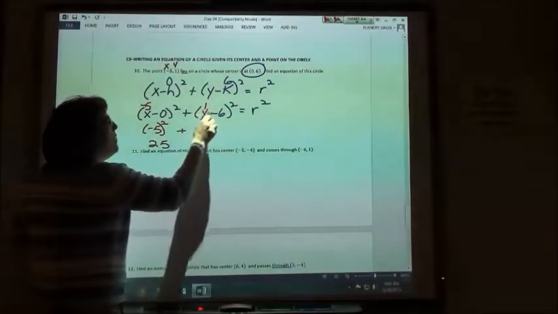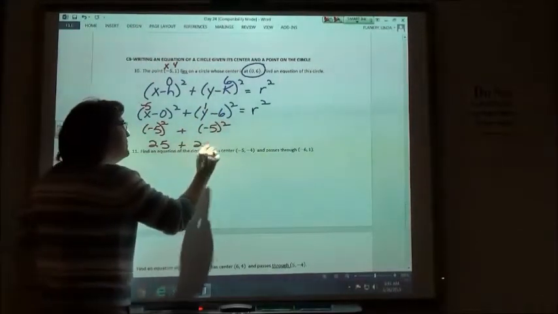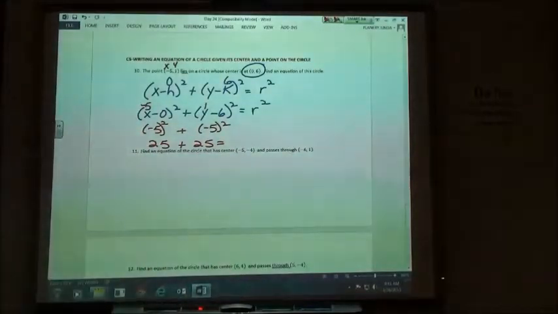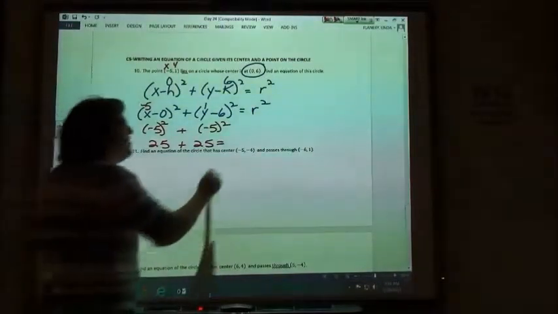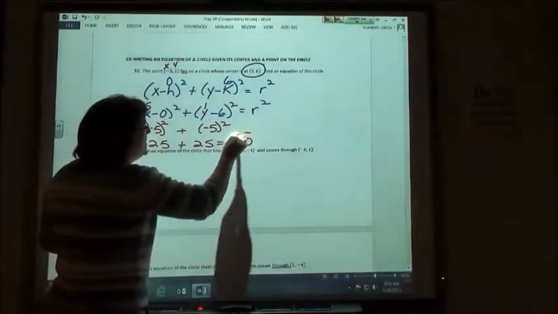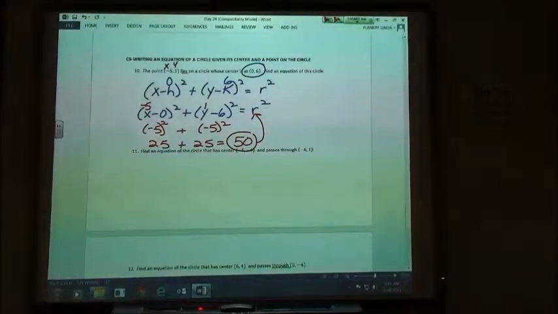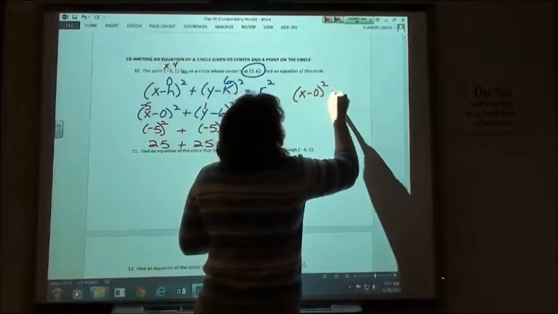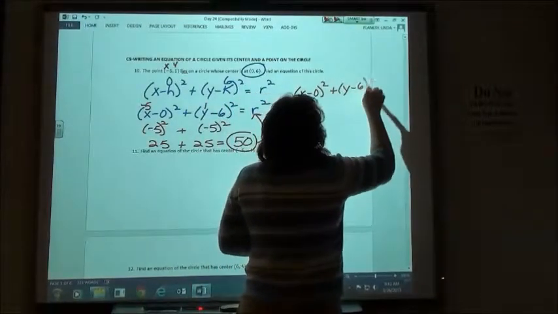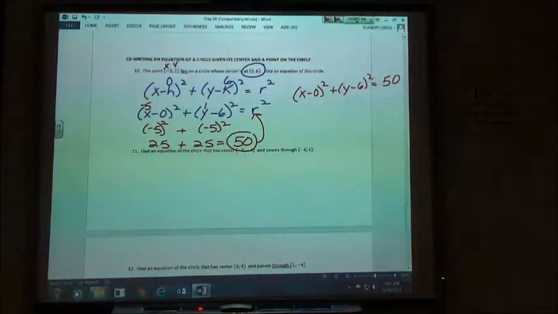Plus, over here, 1 minus 6 is negative 5. And if I square a negative 5, on this one I get another 25. So 25 plus 25 is 50. This number is going to go in place of my r squared. So my equation is (x minus 0) squared plus (y minus 6) squared equals 50. Is that going to be the answer? Not quite, because we can simplify this one just a little bit.